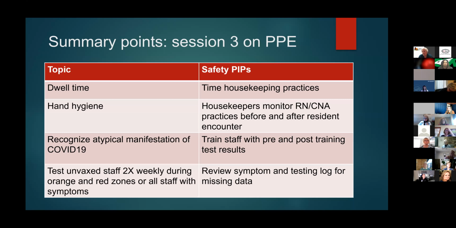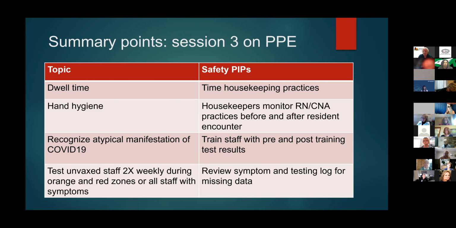I think a lot of programs have done hand hygiene. And so one of the ideas is to have teams evaluating staff for their practices before and after, and trying to get the percent of hand hygiene done before and after a patient encounter or entering a room. So that would be some data that you can generate.